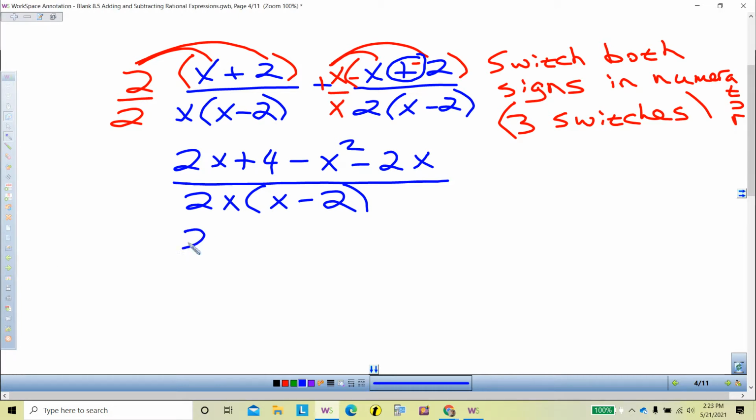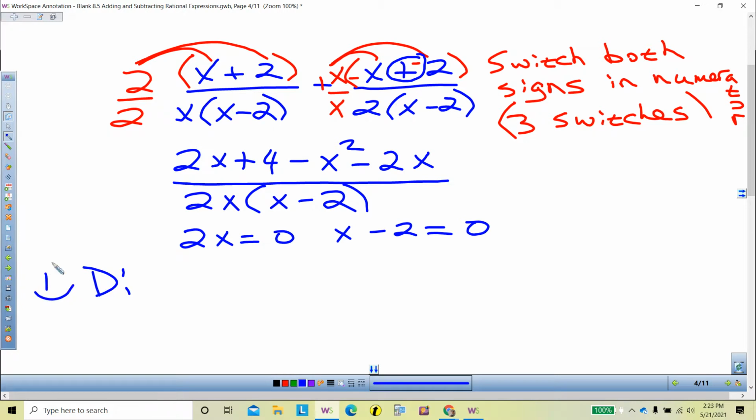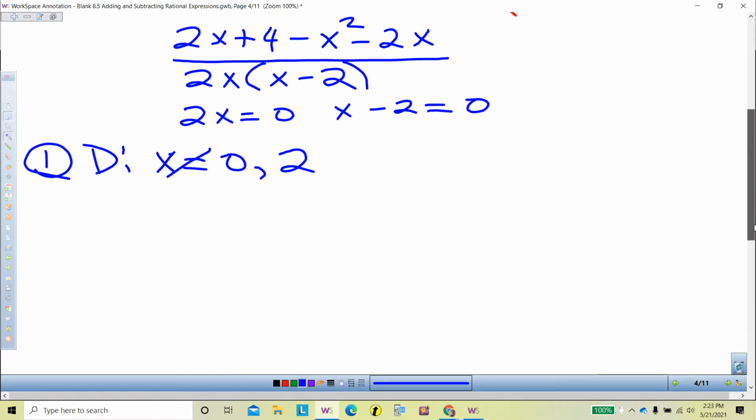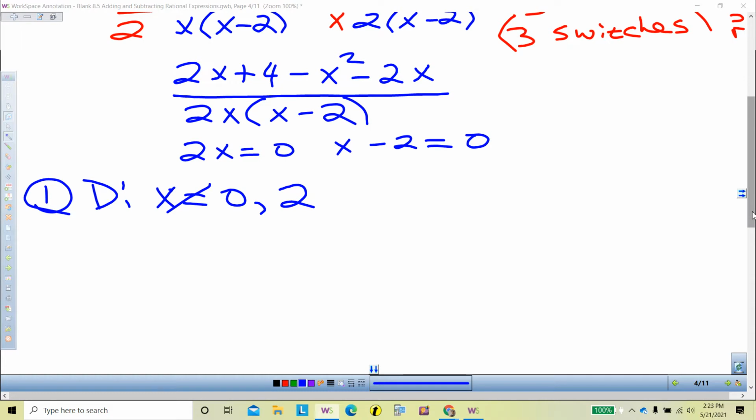So I set 2x equal to 0 and x minus 2 equal to 0 for the domain. x can't be 0, and x can't be 2. That's an annoying deduction if you forget to put the little slash through the equals. I will take points off for that. Which way the slash goes? Don't care which way the slash goes. All right, it's a good question.